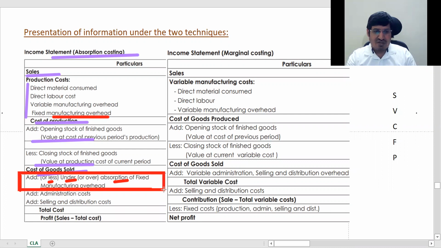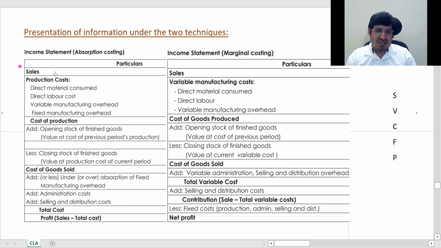After this, what you have to do is just add your office expenses and selling and distribution cost. You get your total cost. And once you get your total cost, then your sales less your total cost gives you profit.